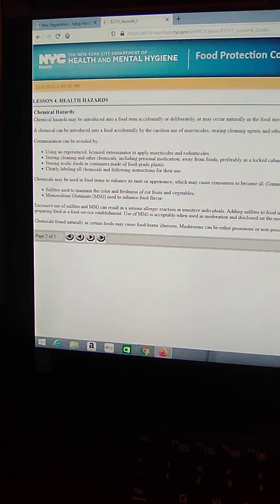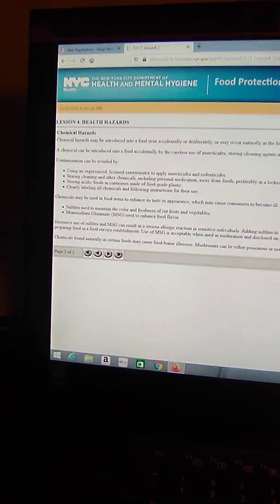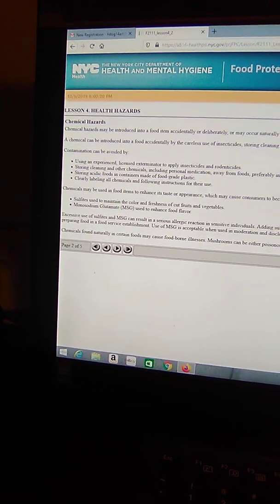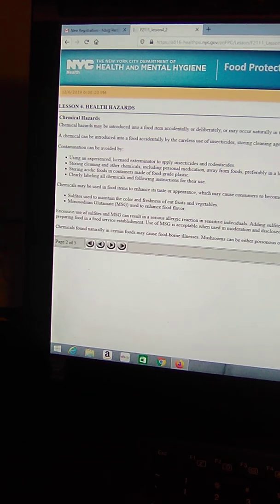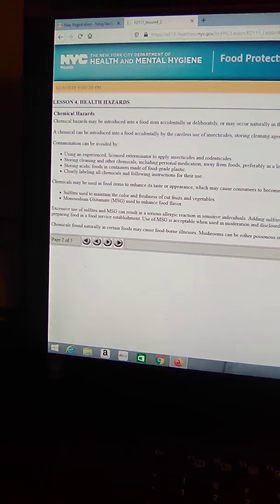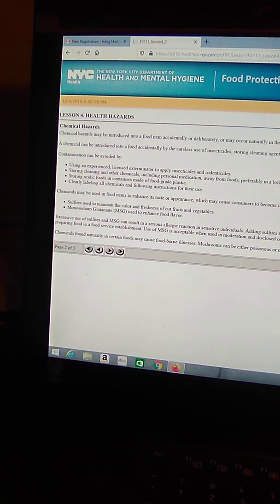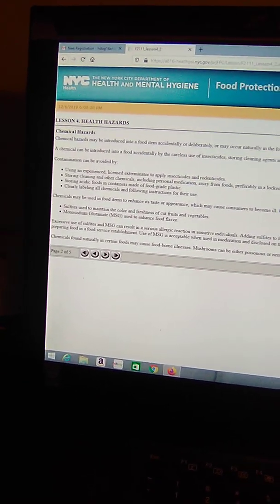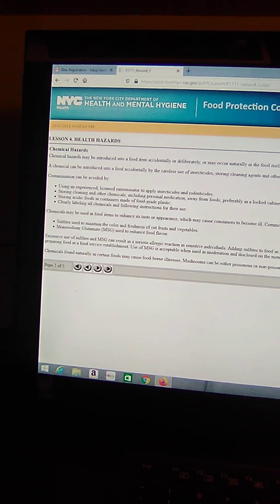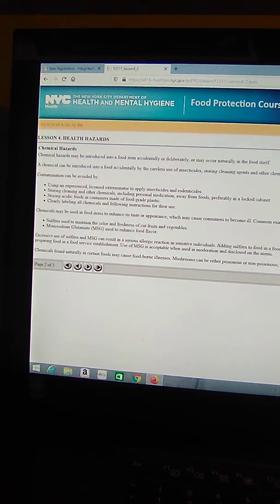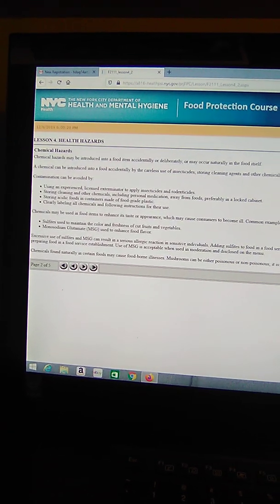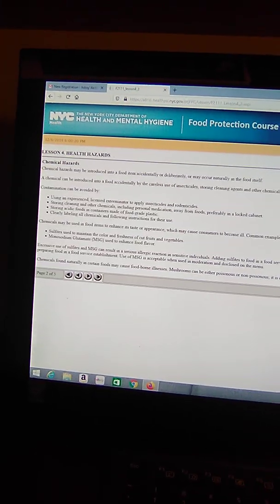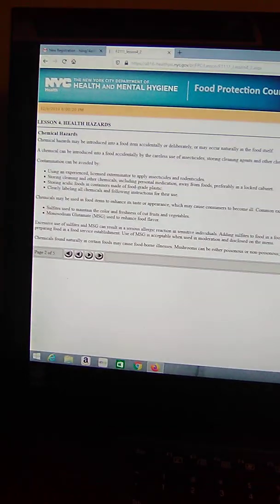A chemical can be introduced into a food accidentally by the careless use of insecticides, storing cleaning agents and other chemicals next to open foods, and storing acidic foods in metal containers. Wow, because these foods absorb what's in the environment, so it absorbs the poison you put next to it.